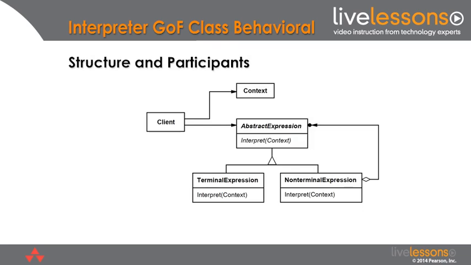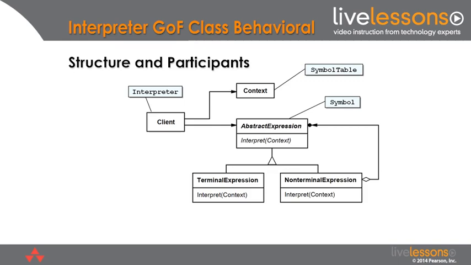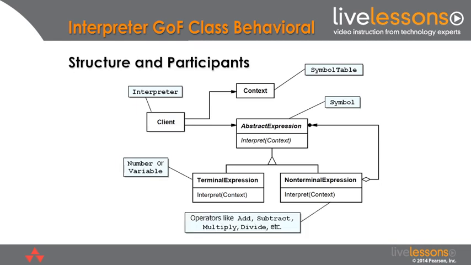As you can see here, we have a couple of different pieces. We have the interpreter, which is going to be a client, which is going to be used to guide the way in which this is all taking place. We have some context. In our case, that's going to be implemented using our symbol table. And then we have various types of abstract expressions. These will be things we call symbols. We have terminal expressions, which we're going to be representing by numbers or variables. And finally, we also have non-terminal expressions, which we're going to use to define various kinds of operators like add, subtract, multiply, divide, unary negate, and so on and so forth.